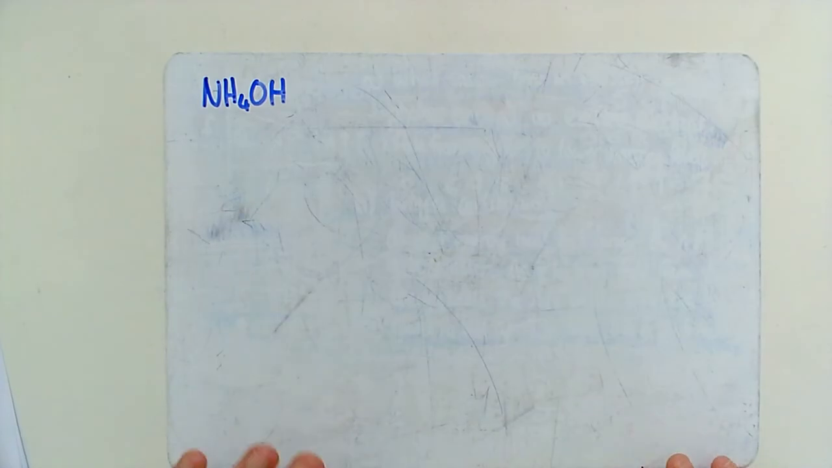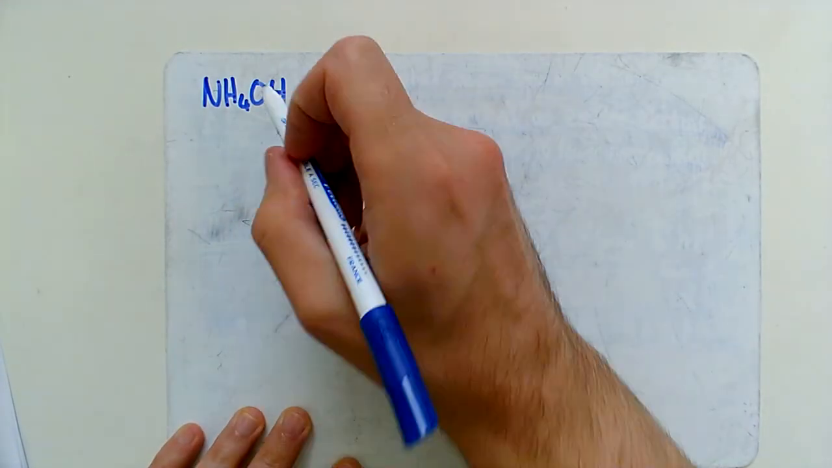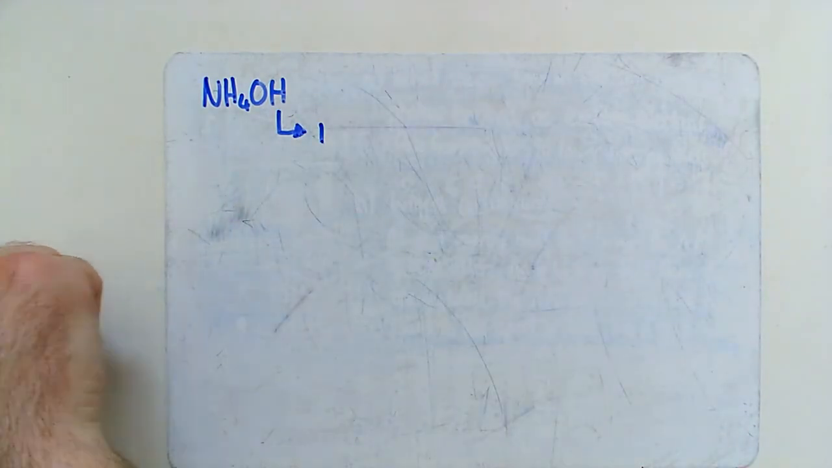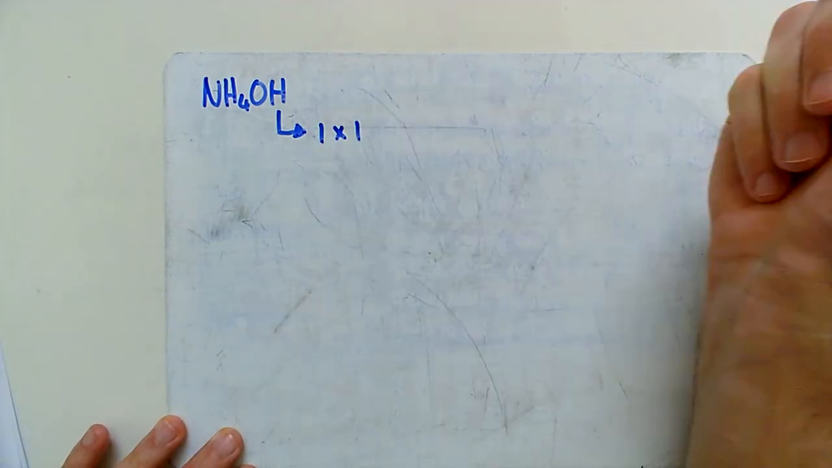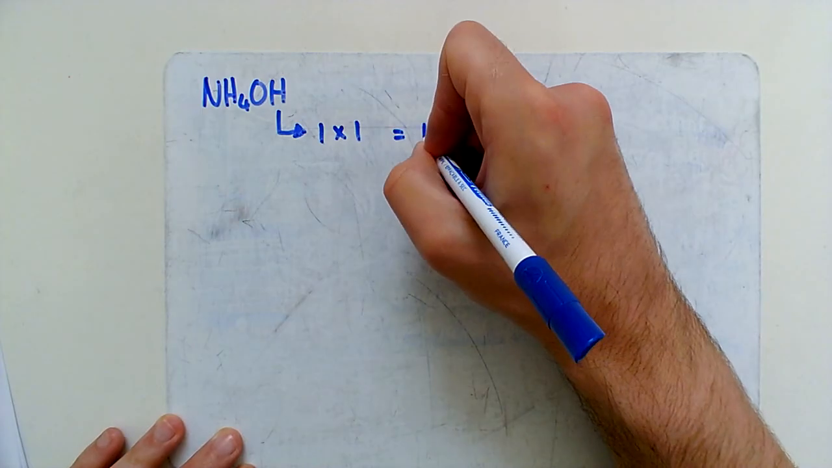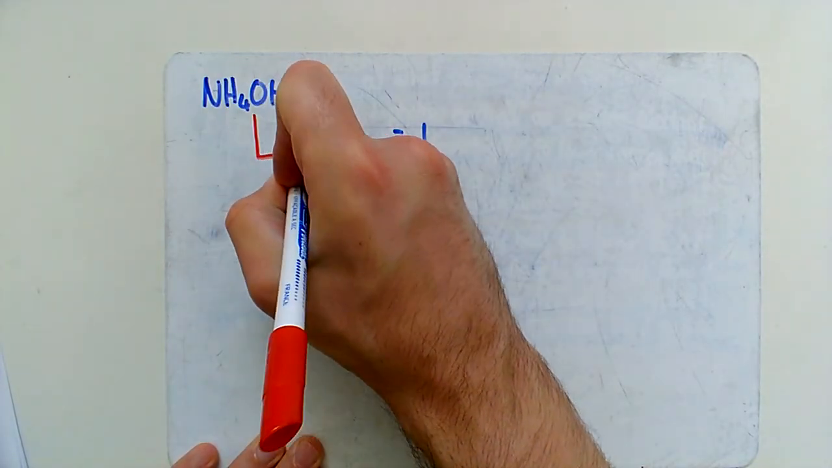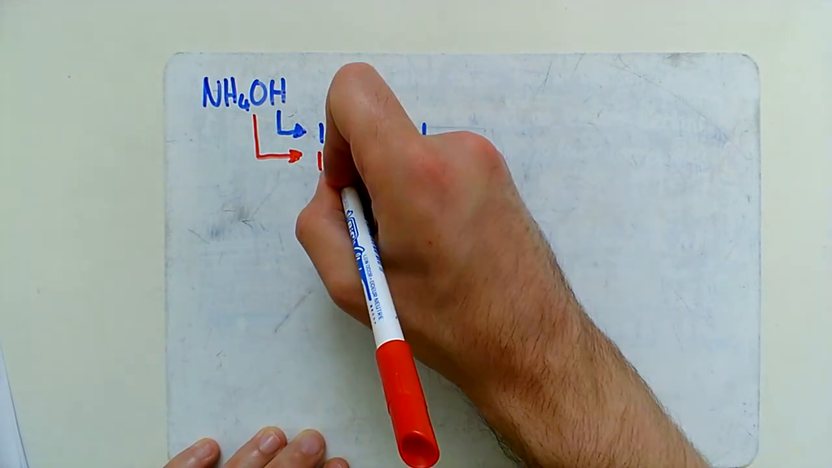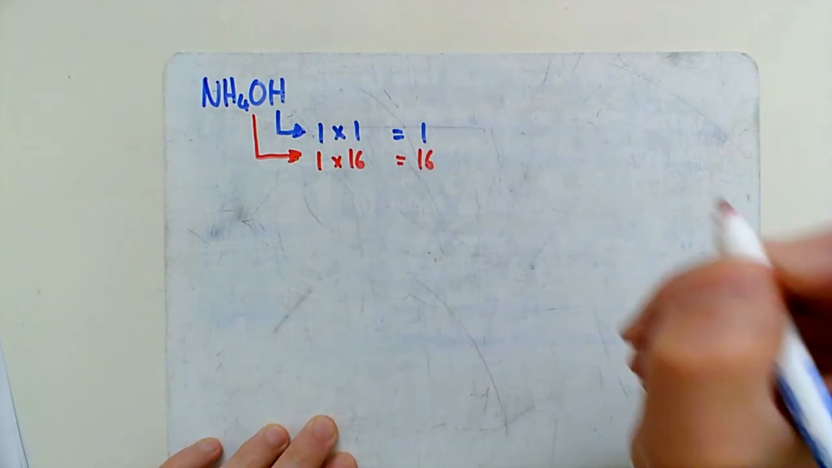Now what some people do is they do a system where they, from each element, they say, okay, there's 1 hydrogen, so that's 1. And then they look up the mass, and the mass of hydrogen is 1. So that equals 1. Then they move along to the next one. Well, there's 1 oxygen, and each oxygen is 16. So that equals 16.